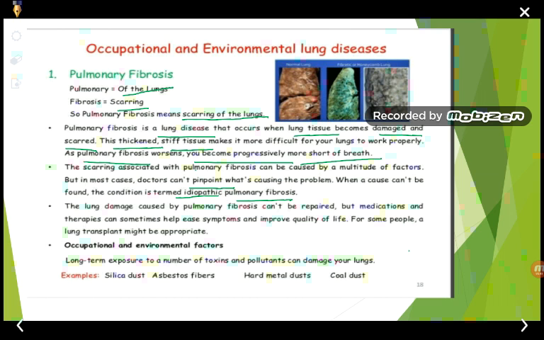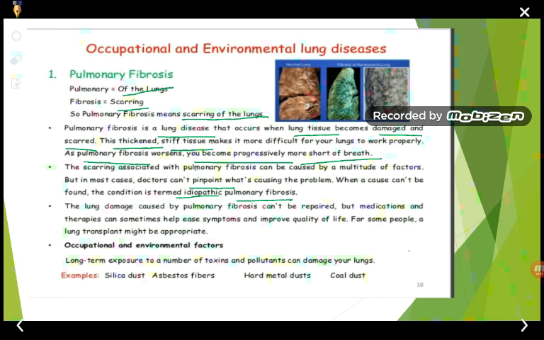So it is said that if these tissues are damaged, they cannot be repaired. But if medication is taken, or if it is diagnosed properly and certain therapies are taken, then the lifespan of these cells can be improved. For example, for some people a lung transplant might be appropriate. But once these tissues are damaged, they cannot be repaired.